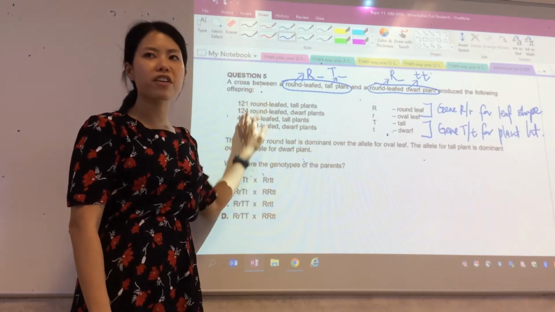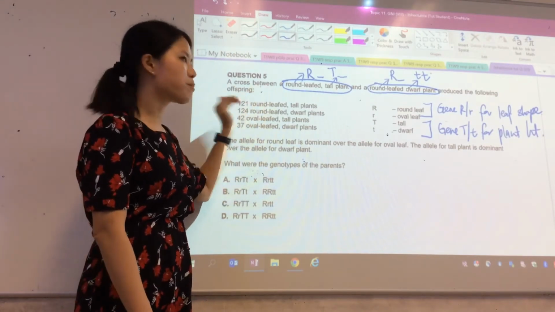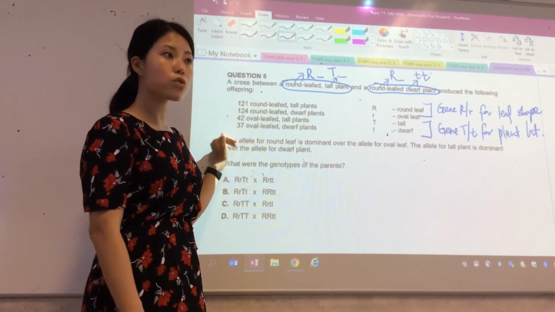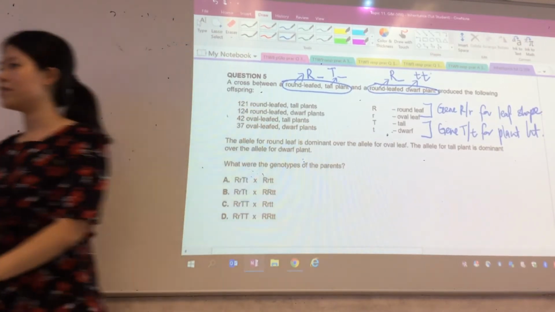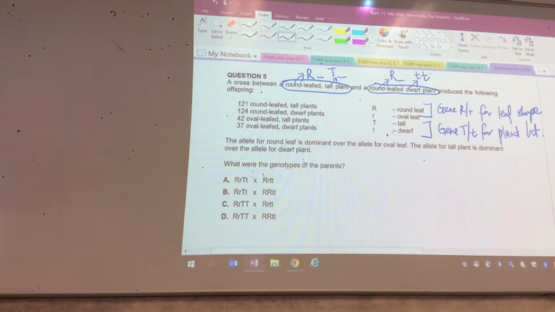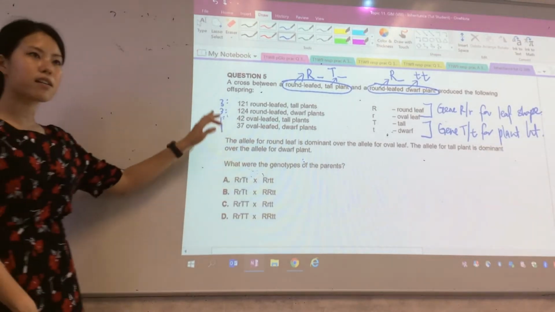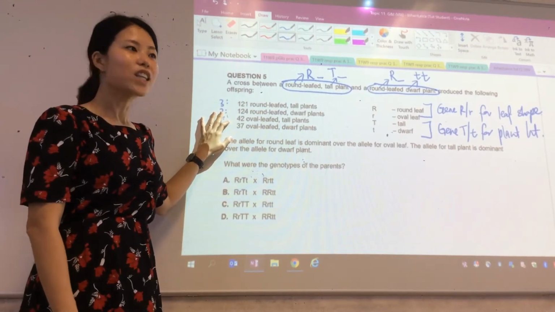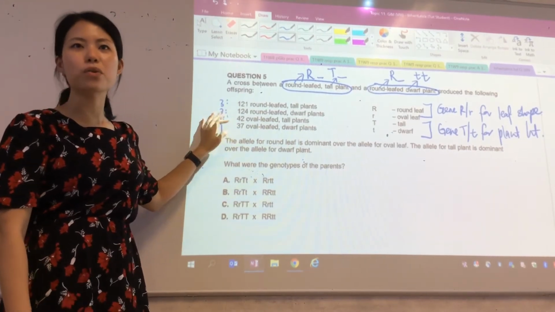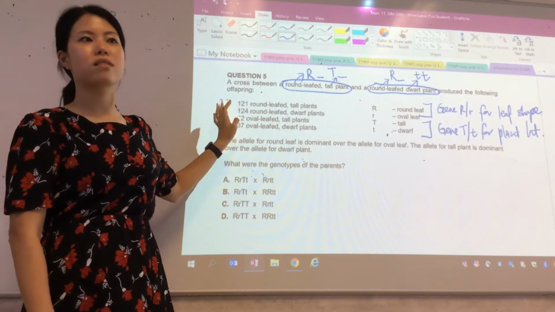What is the point of giving the offspring numbers? You try and figure out the ratio. So based on this, what is the ratio? You realize that the ratio you get for this dihybrid cross is 3311. Now, do you know of a dihybrid Mendelian ratio of 3311? Not really, right? So what do you do about it since you don't know?